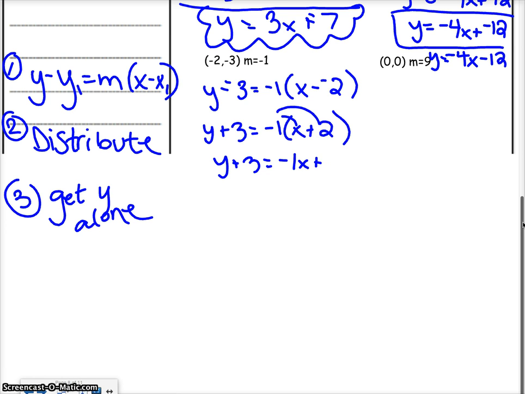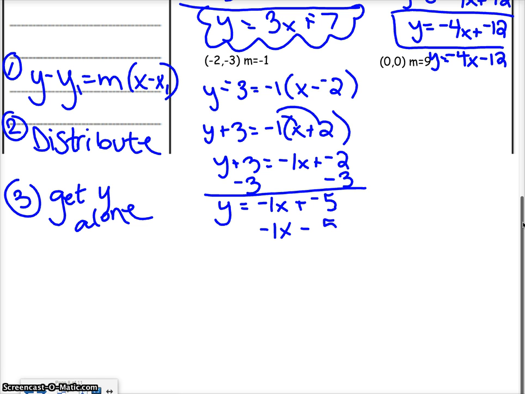Right? Now get y alone. How do I move this plus 3, Macmillan? How do I move it? Plus 3. Yeah, minus 3. Okay, same sign means add them. So plus a negative 5. Negative 1x minus 5 is the proper equation.